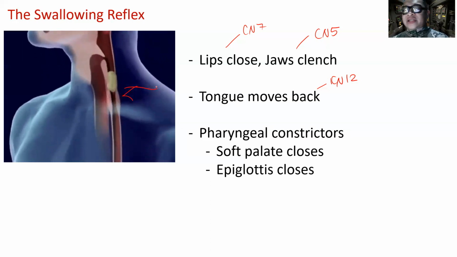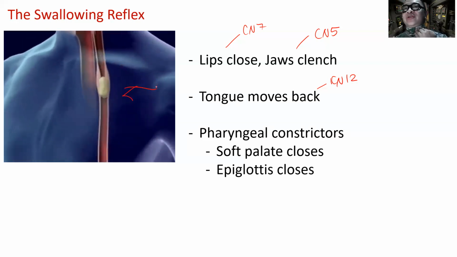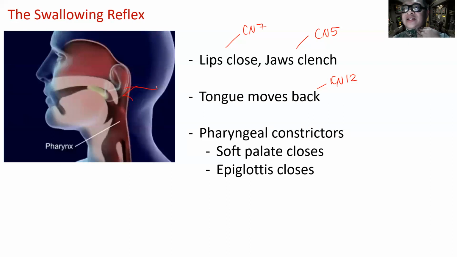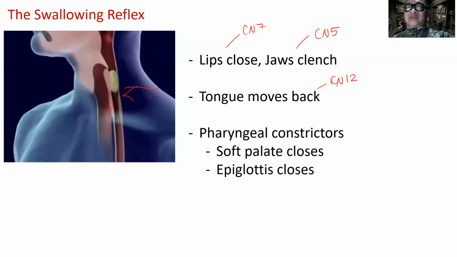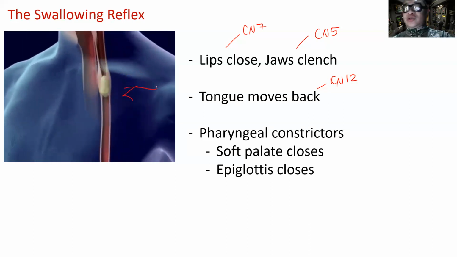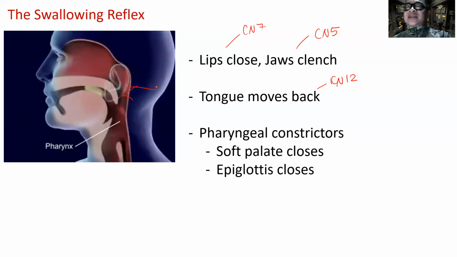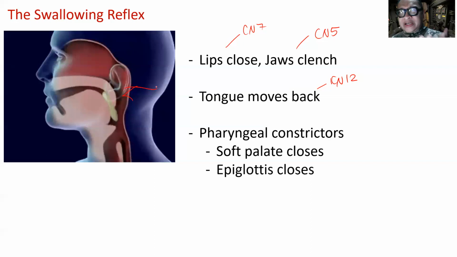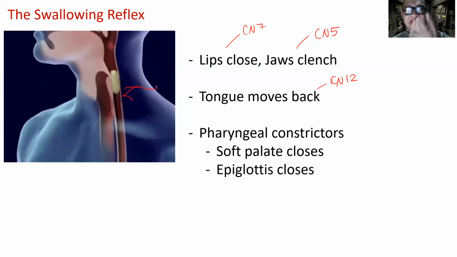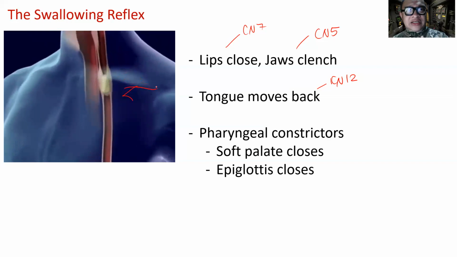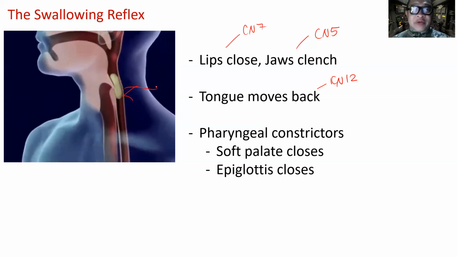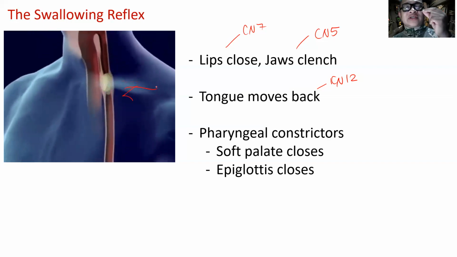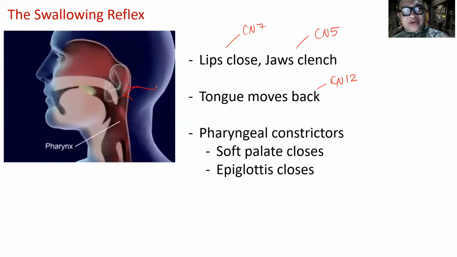Your epiglottis closes. Your epiglottis is the one that covers your trachea. If it doesn't close, the food might go to your trachea and you might choke, or it might go to your lungs. You will have aspiration pneumonia, which is going to be very, very bad. So basically, swallowing is a life and death function. If your body cannot swallow properly, you stand the risk of choking to death or dying from aspiration pneumonia. That is how well tuned and critical your swallowing reflex is.